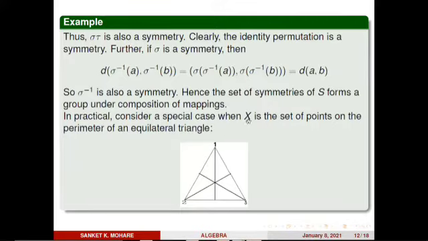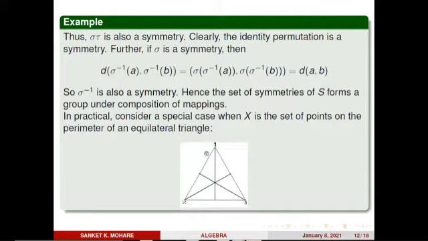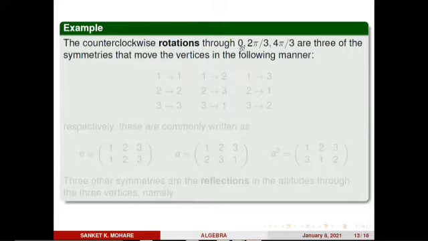So here the cardinality of X is how much? The number of vertices of an equilateral triangle. They are 3 vertices. The counterclockwise rotations through 0 degree, 2 times pi by 3, 4 times pi by 3. Now we rotate this triangle in the counterclockwise direction. Counterclockwise direction means other than anti-clockwise, that is, clockwise direction. Like this, like this. So the counterclockwise rotations through 0 degree, then 2 times pi by 3, 4 times pi by 3.